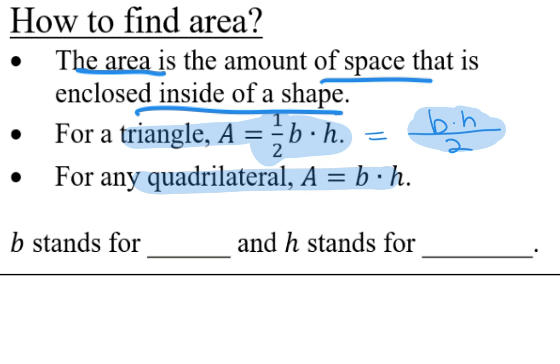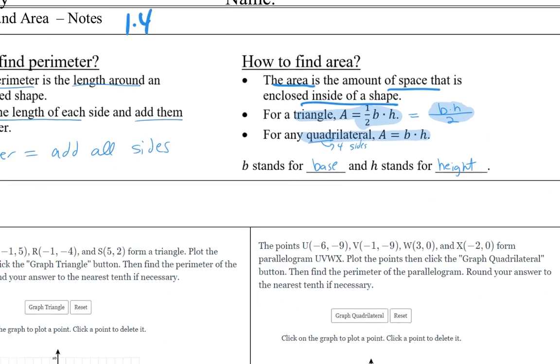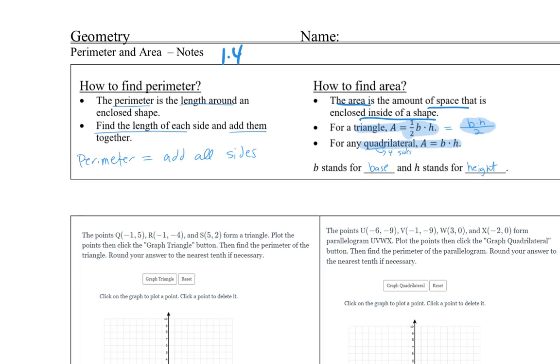All right, and then for any quadrilateral, area is base times height. Quad means 4 sides, so any 4-sided shape uses that. We're going to remember that B stands for the base, and H stands for the height. Those are the formulas that we're going to use: for perimeter, add all the sides, and then area for a triangle and quadrilateral.